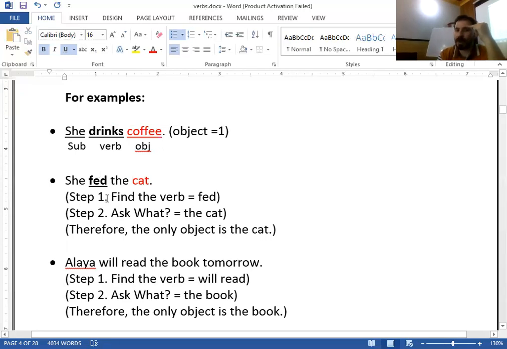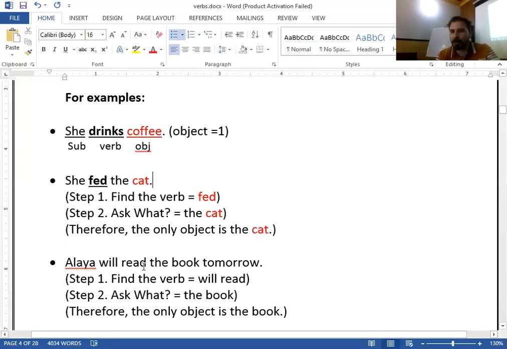So step number one, find the verb. Verb: fed. Step number two, ask what? Cat. It's an object. So the only object we have in this case is cat.